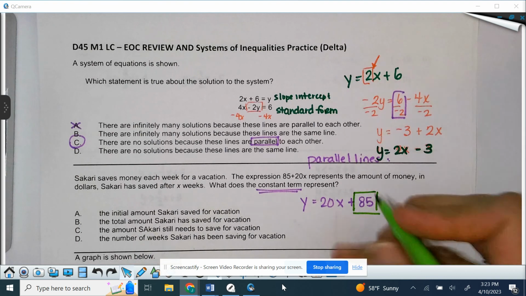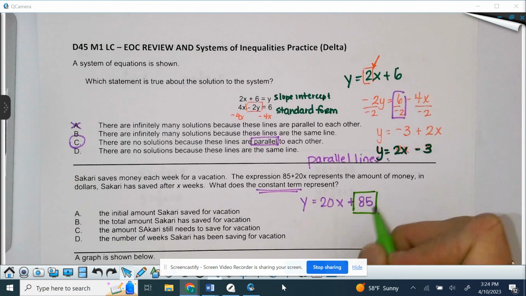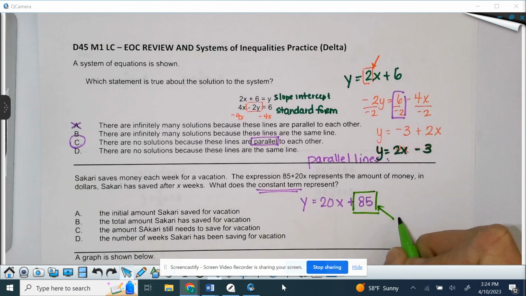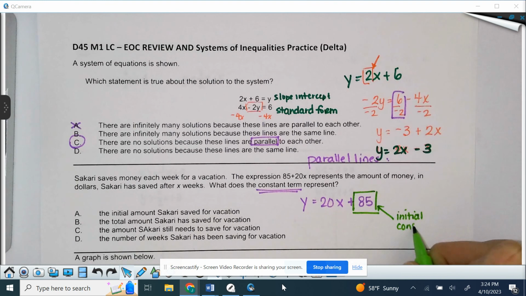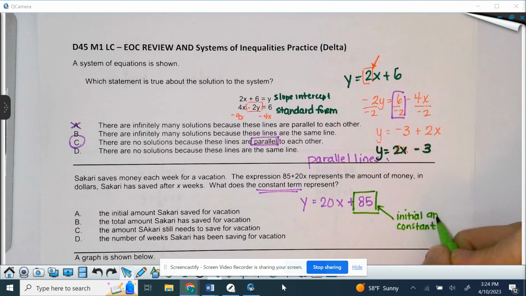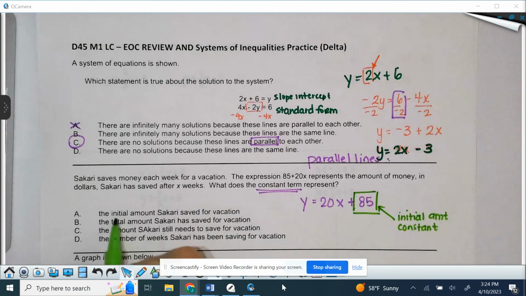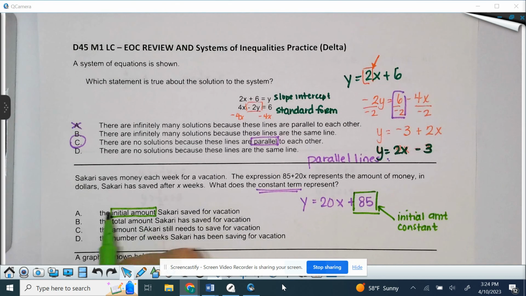Yes. So remember, another word for this is slope-intercept form. So y-intercept is also your initial amount, your starting amount, your constant. So initial amount, sorry, I left off a word. Constant, that's going to be 85. So just alone, if you read nothing else, initial amount is the flag word right here that makes A our final answer.